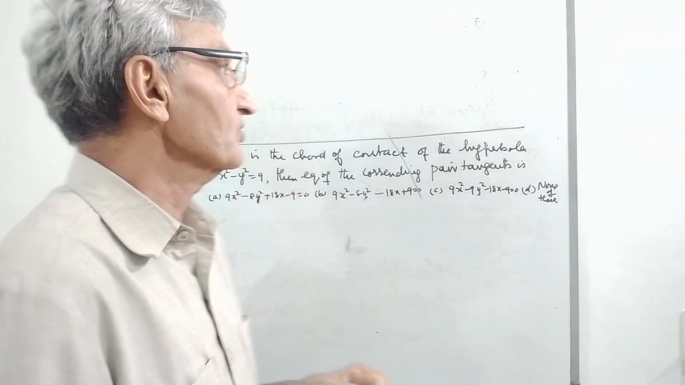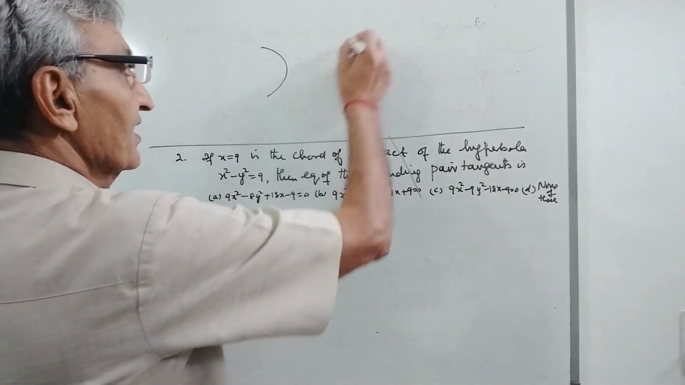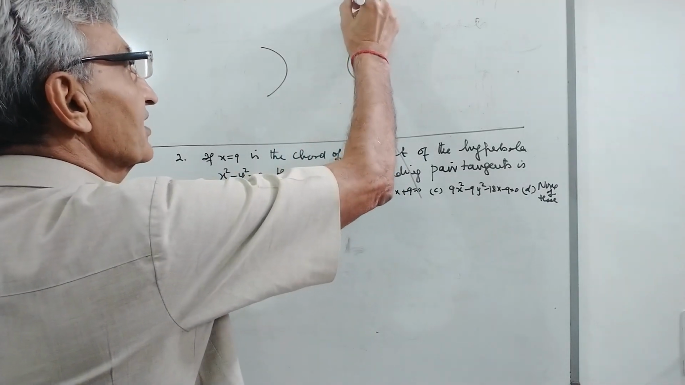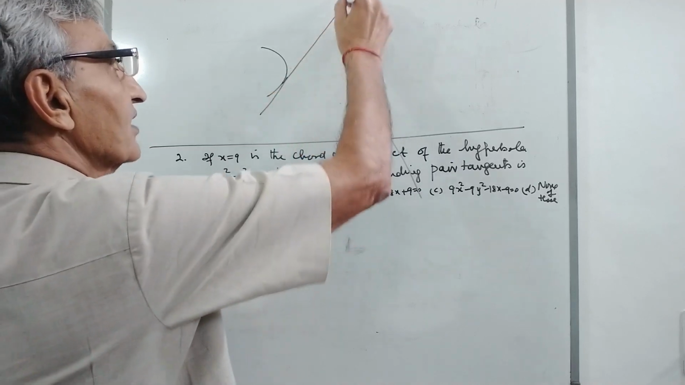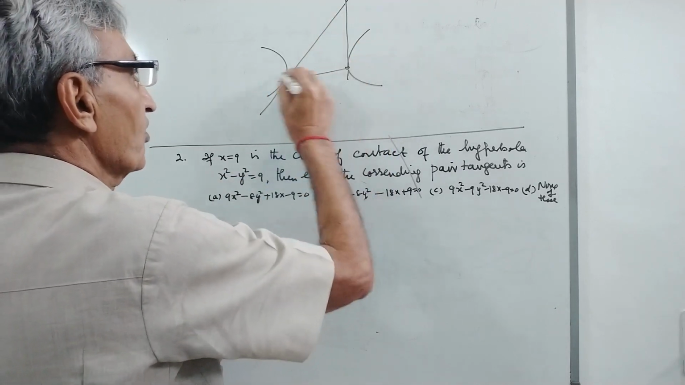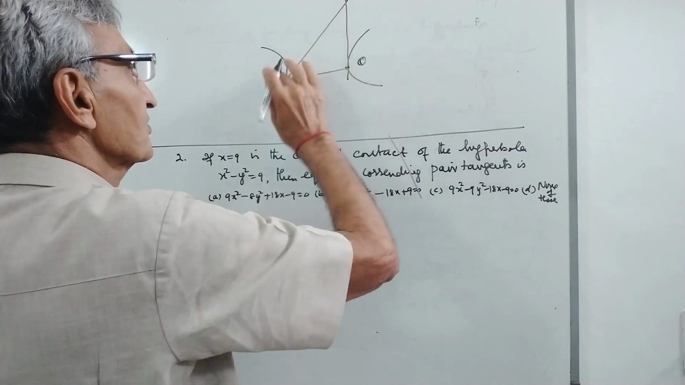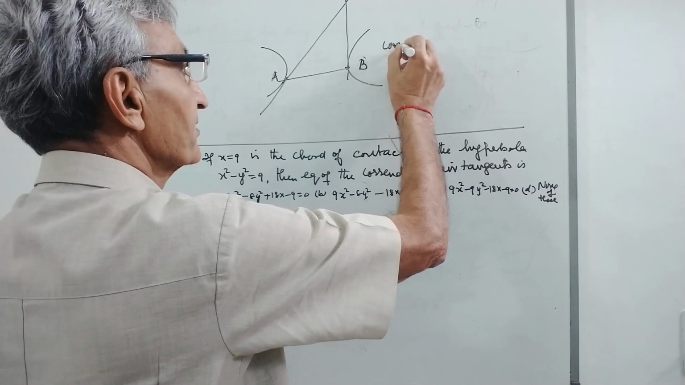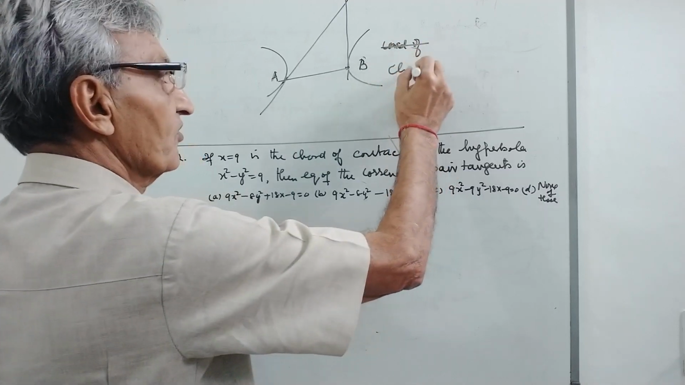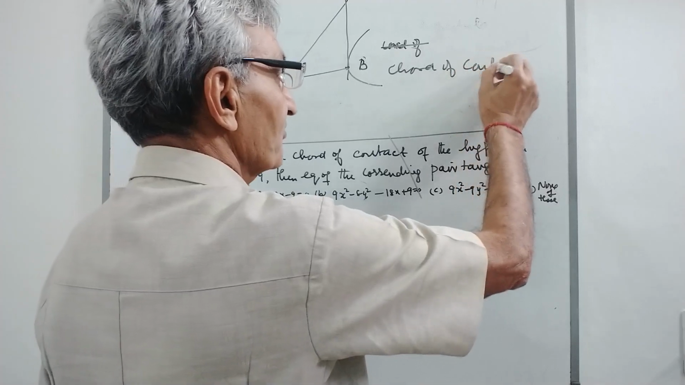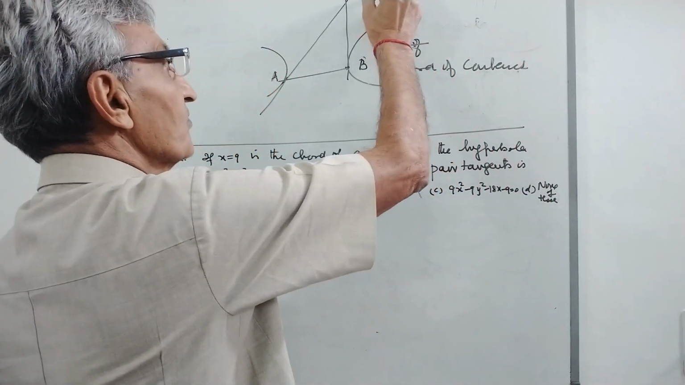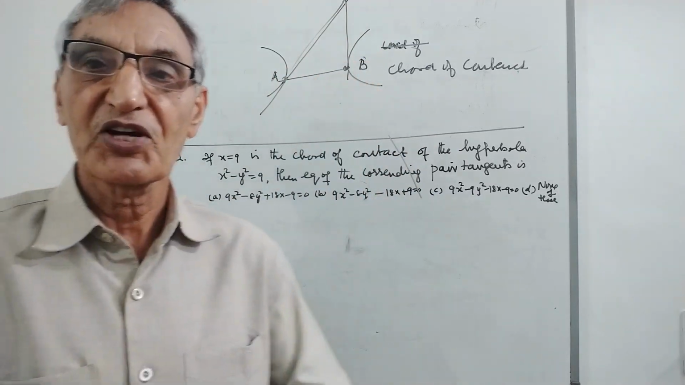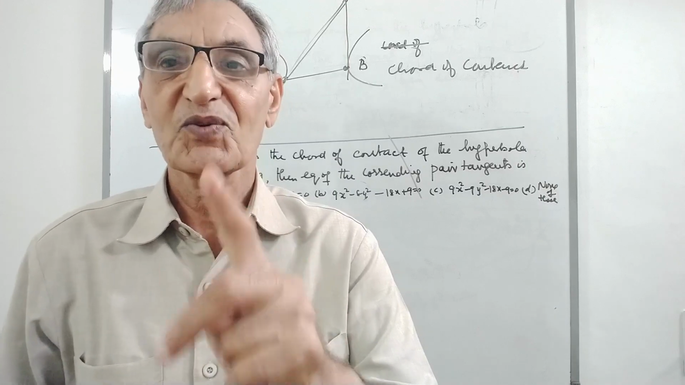Now suppose there is a hyperbola, and tangents are drawn from a point here, one and the other. This PQ, this AB, is called the chord of contact. So this is the chord of contact. From a point x1, y1, the tangents are drawn, and what will be the equation of the common chord? What is the equation of the common chord?